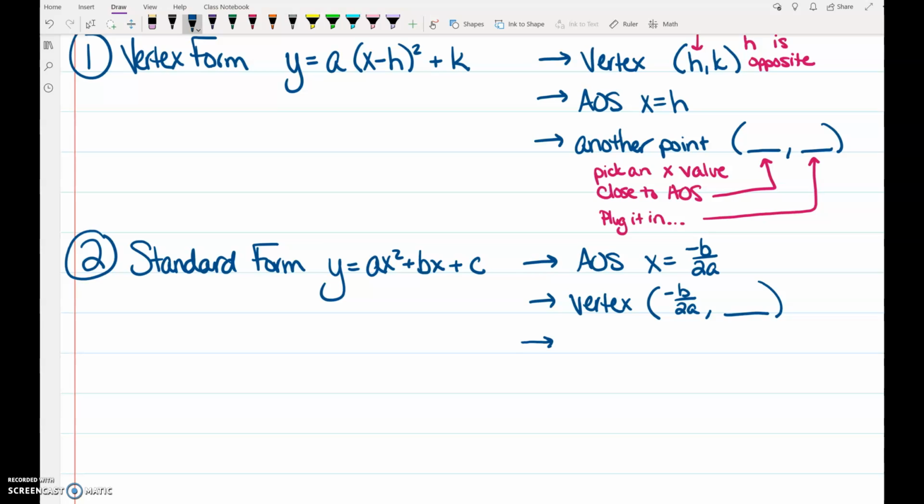The third part of standard form is the super easy part. Your y-intercept is c. So this c value in your equation, that is the same as your y-intercept. So you can plot that point on your y-axis and then reflect it over your symmetry line.